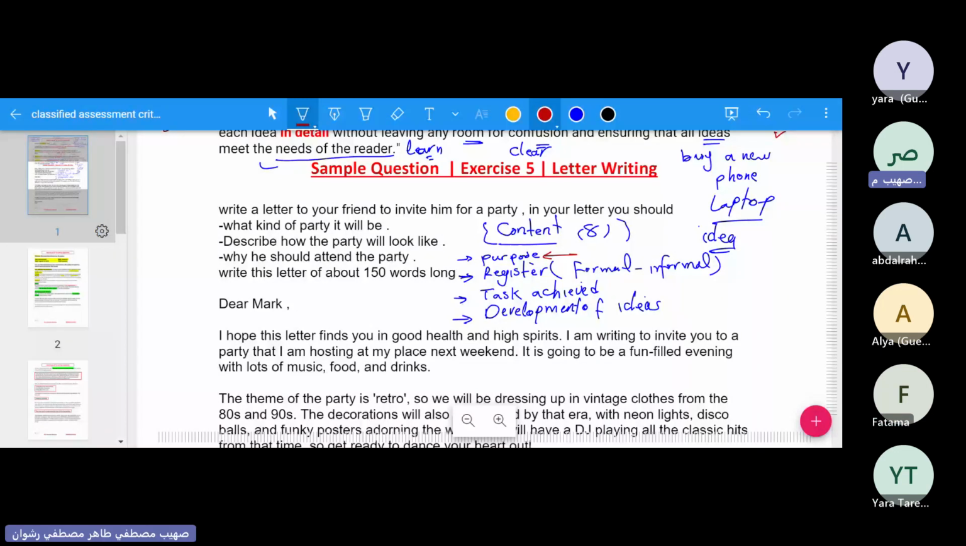Okay, great. So I said if you wrote for the correct purpose, your language in terms of formal and informal is correct, and you achieved the task successfully, so it means you didn't write off topic. You already wrote about the required topic in the question. Finally, the development of ideas, it means all ideas are explained and developed. These 4 elements are clear to you inshallah?